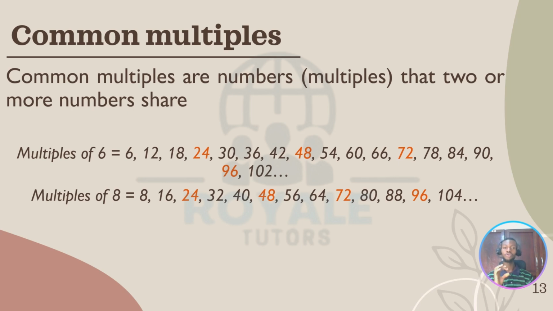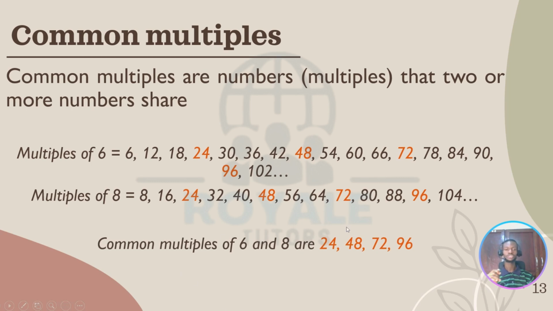48 as well is a common multiple of 6 and 8. 72 is also a common multiple of 6 and 8. 96 is a common multiple of 6 and 8. So what do you notice? That means these are the multiples of 6 and 8. Let's list them out. The common multiples of 6 and 8 are 24, 48, 72, and 96, and so on and so forth. It continues. However, let me show you something. What do you notice? There's a pattern formed. The first multiple is 24.